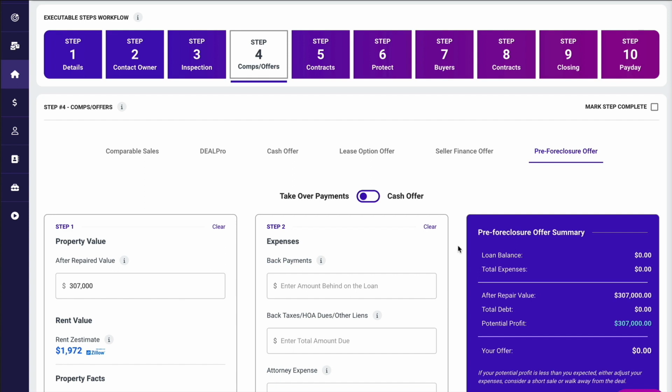But taking over payments is nothing more than keeping the loan in place, but making up all those back payments to stop the foreclosure. That gives us time to go into the property, rehab the property, and then sell the property, which will eventually pay off the original loan and walk away with money. The other way to actually buy a home in pre-foreclosure is just to cash the seller out. So that's really going to follow our cash offer formula, along with a couple of added expenses. In this training video, I'm going to talk about taking over the payments.